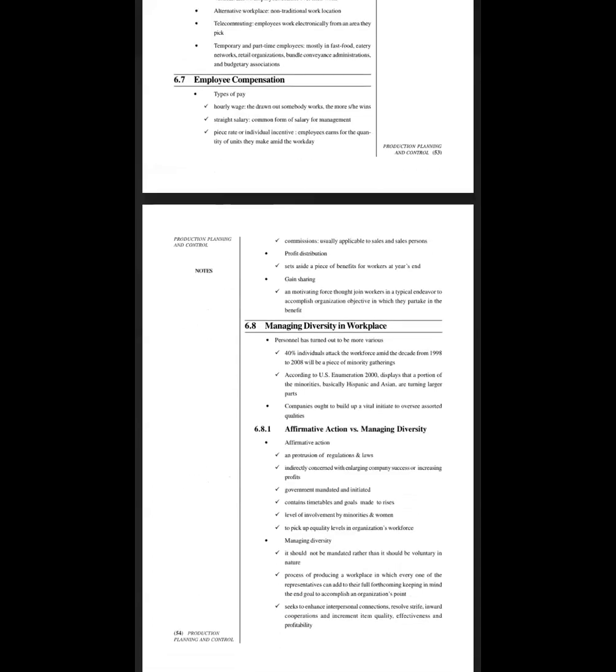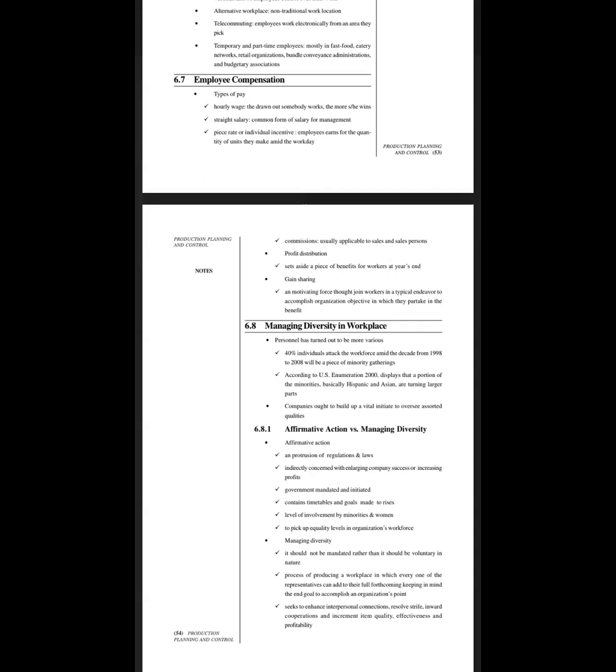Now, employee compensation, the types of pay. There are a few types of compensation that we are going to see. Hourly wages, paid for hours worked. Straight salary, a common form of pay for management. Piece rate, or individual incentives, where employees earn for the quantity of units they make in the work day. Commissions, usually applicable to salespersons.